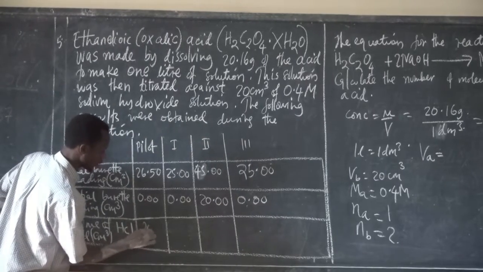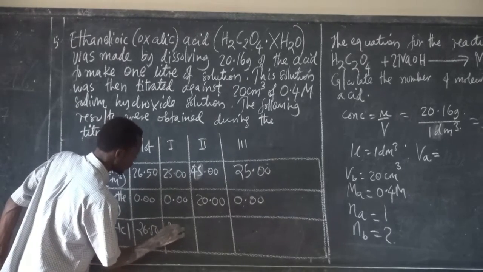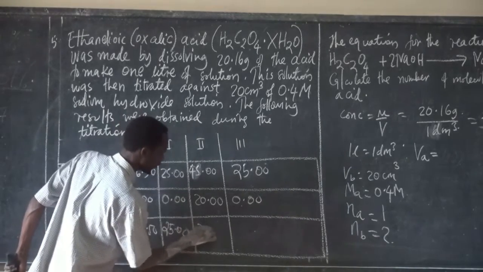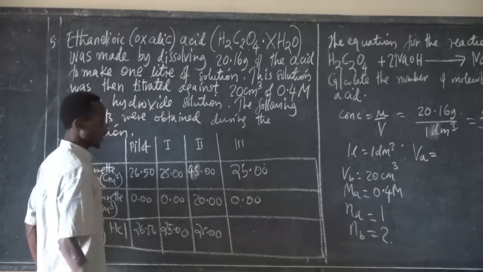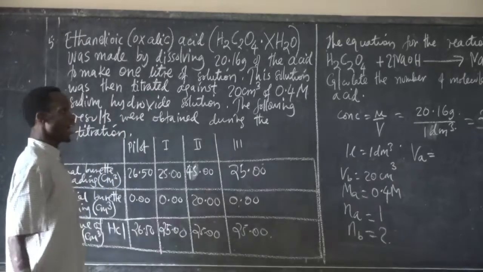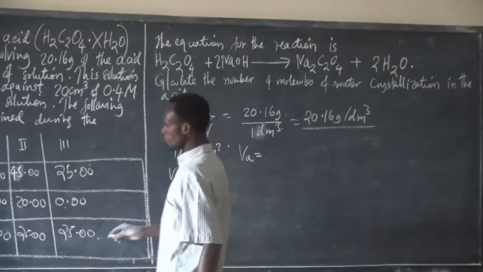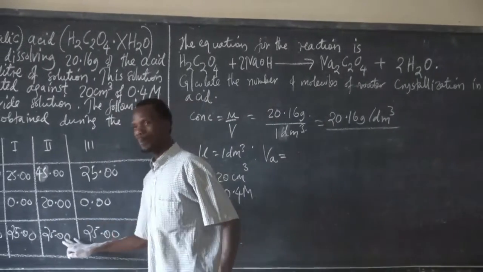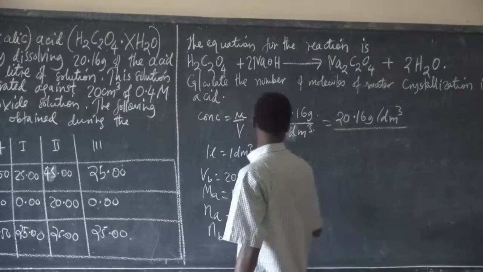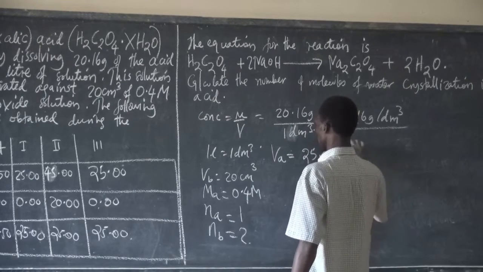Here we have 26.50. Here we have 25.00. Here we have 25.00. Here we have 25.00. Now the average volume is 25, because we take 25 plus 25 plus 25, we divide by 3, because we are looking for the average. Now the volume of acid is 25.00 cm³.